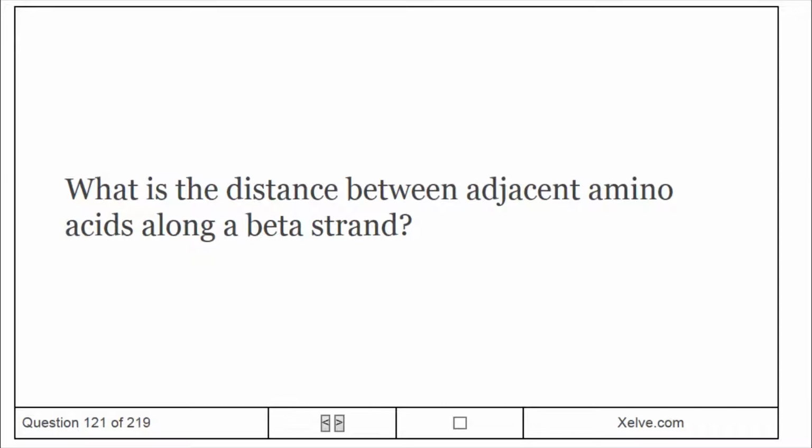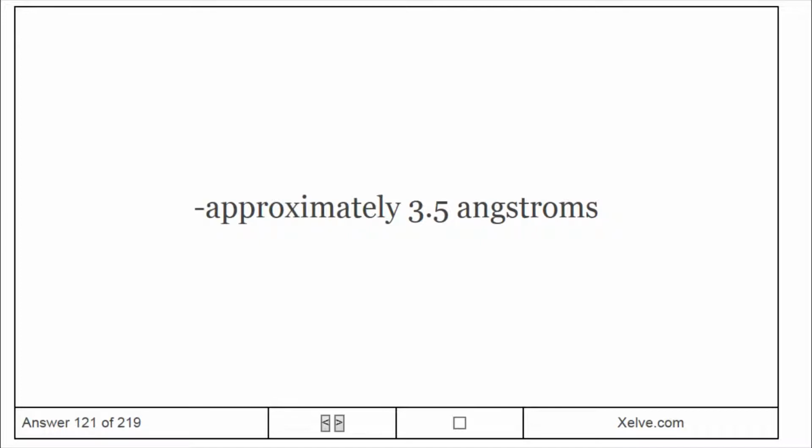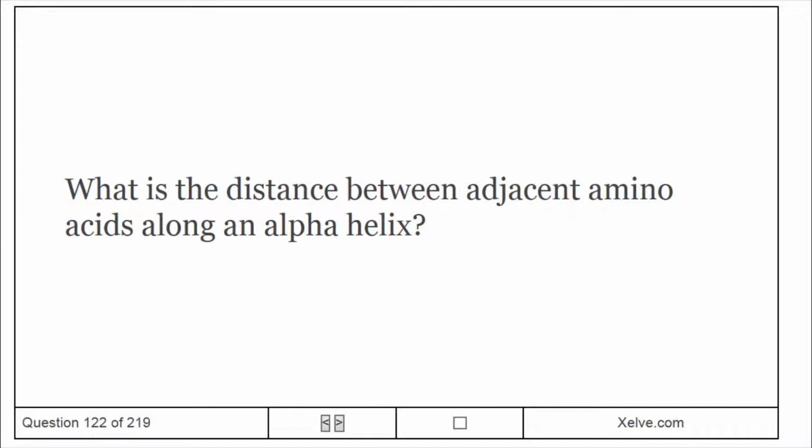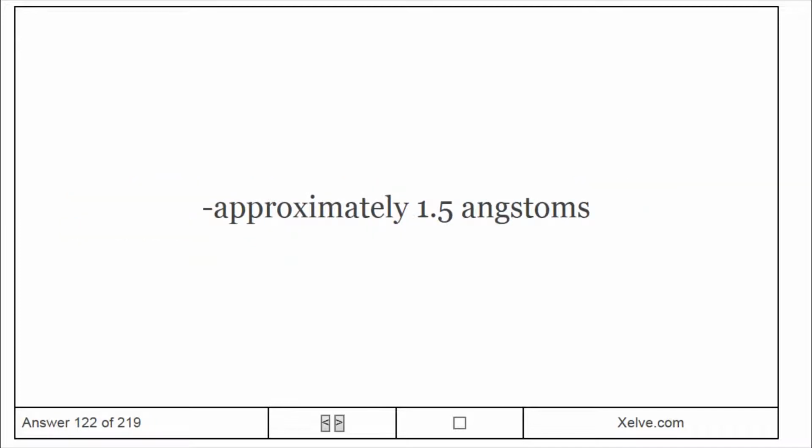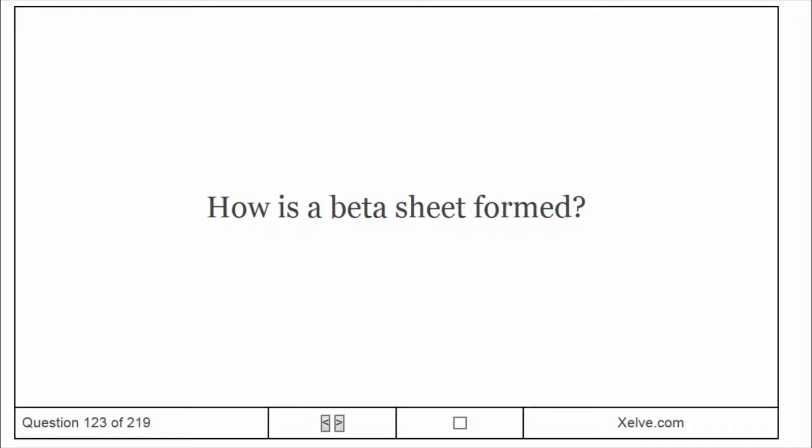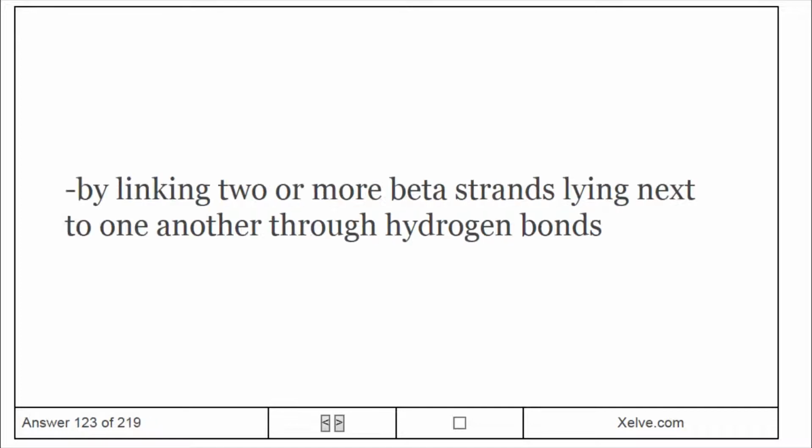What is the distance between adjacent amino acids along a beta strand? Approximately 3.5 angstroms. What is the distance between adjacent amino acids along an alpha helix? Approximately 1.5 angstroms. How is a beta sheet formed? By linking two or more beta strands lying next to one another through hydrogen bonds.